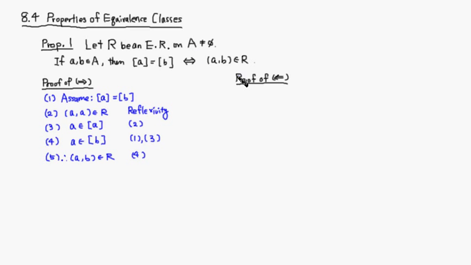All right, so we have to do the proof of the other direction. We start with number one. We have to assume that A is related to B by the relation R. Then we have to show this equality. This is equality between two sets, and I'm going to do element chasing. So two.